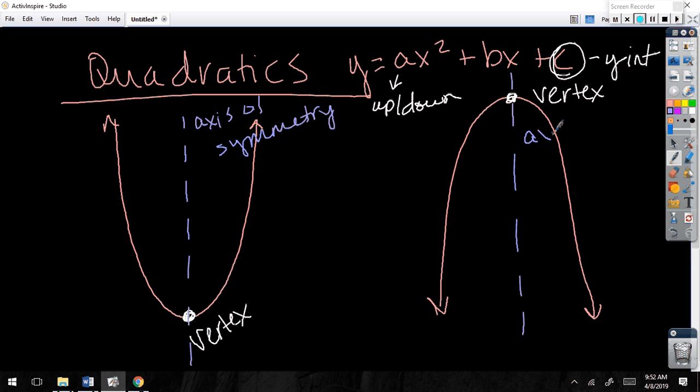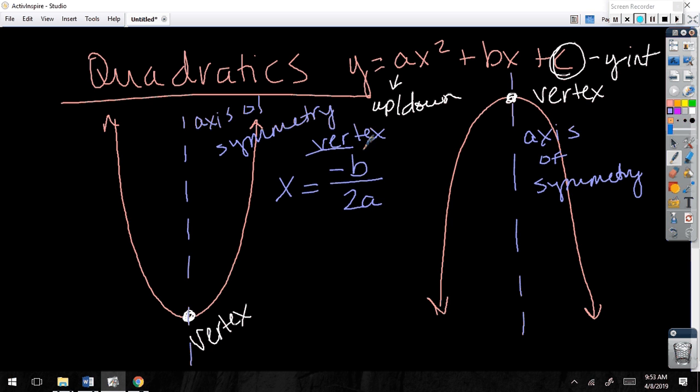Tell me, how do you find the vertex? It's opposite b over 2a to find the vertex. That's only half the vertex though, right? That's the x half of the vertex. How do you find the y half of the vertex? That's exactly right. Good job. Plug it in.